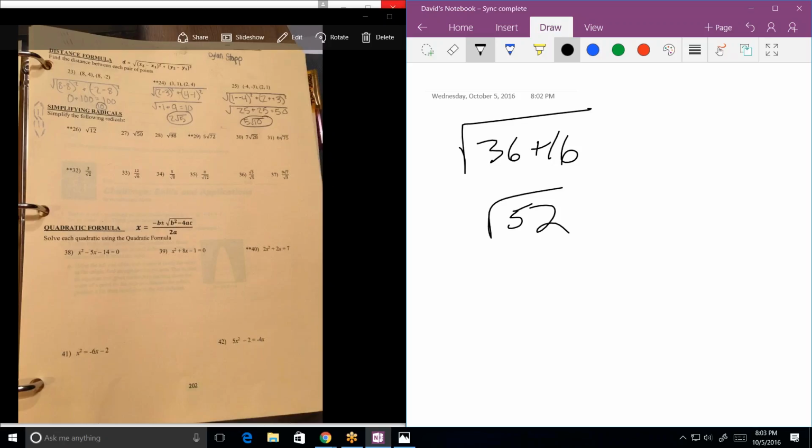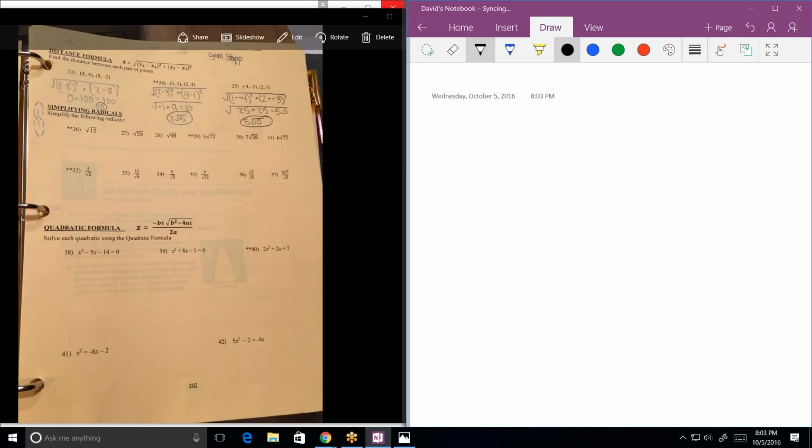Can you simplify that? Square root of 52. Would that be 4 and... Good. Always look to your perfect square numbers to see if there's a factor. Yeah, and 13. Which means it's 2 root 13. Okay. And let's go down and look at these others here.